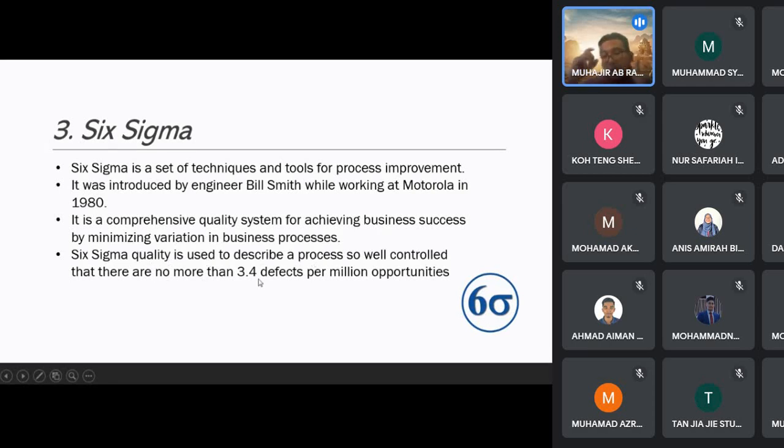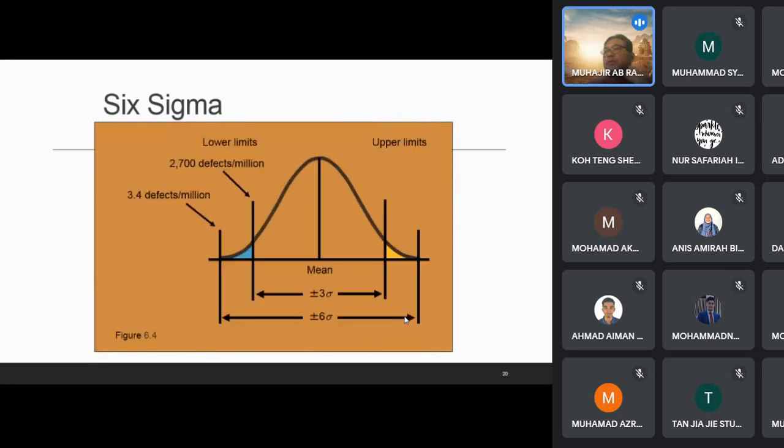So you know Sigma, the standard deviation, this symbol, Sigma. You learn statistics and standard deviation, so you calculate the standard deviation. If you remember, this is the bell curve shape in your graph, or Gaussian graph. So you have a mean, and you have three sigma, six sigma here.